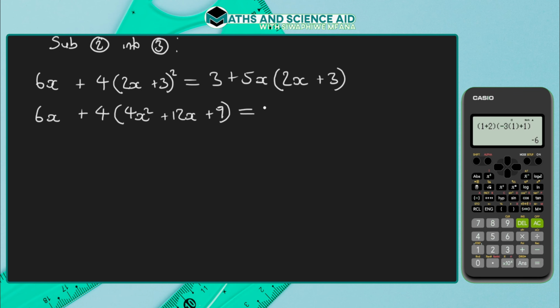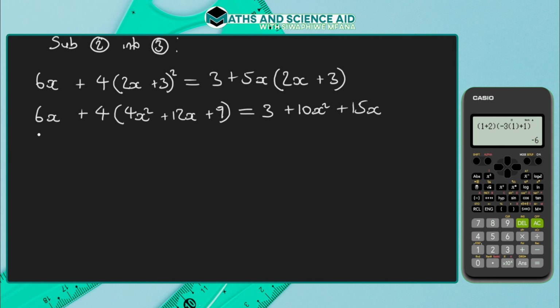And now after this, we need to expand this bracket. So here it's easy. We just work out 5x into 2x, which is equal to 10x squared. And then we work out 5x into 3, which is going to be equal to 15x.